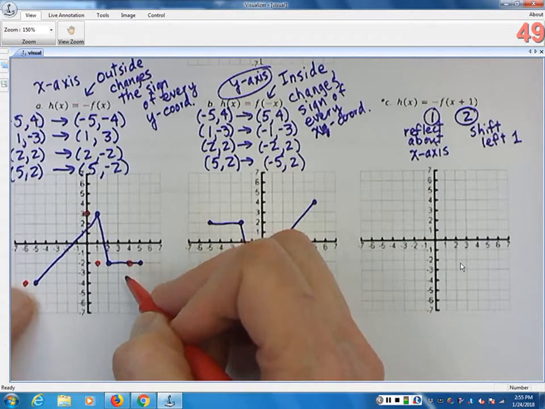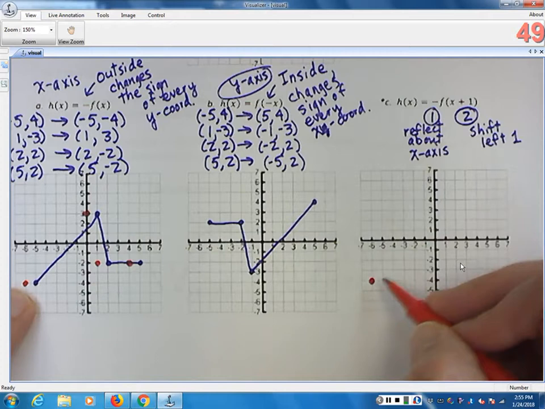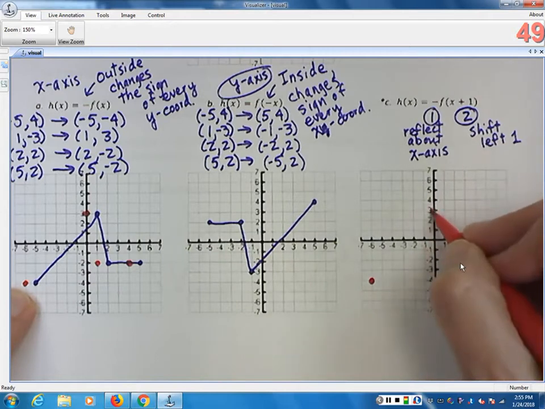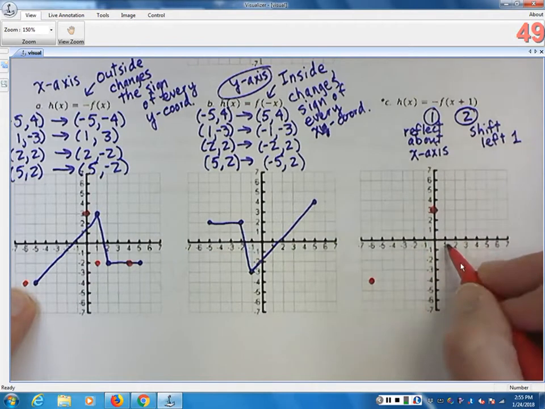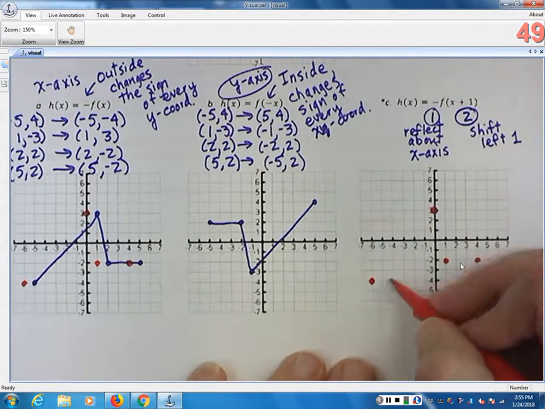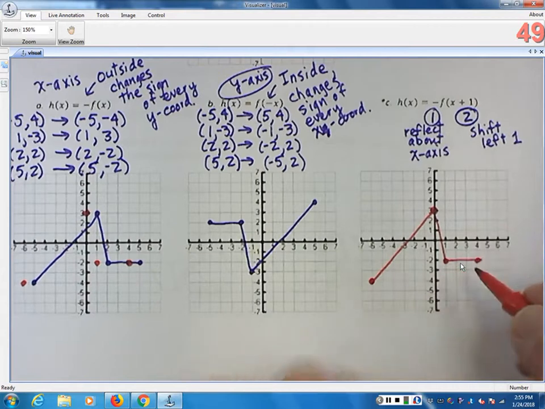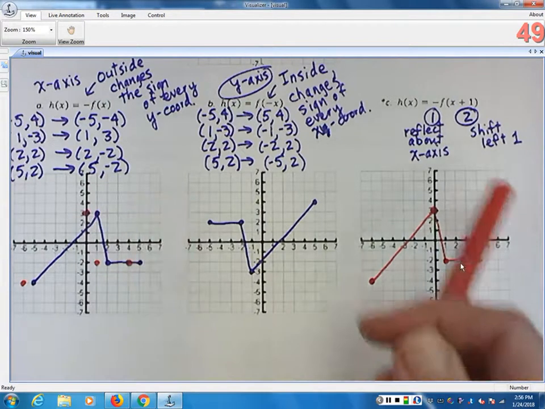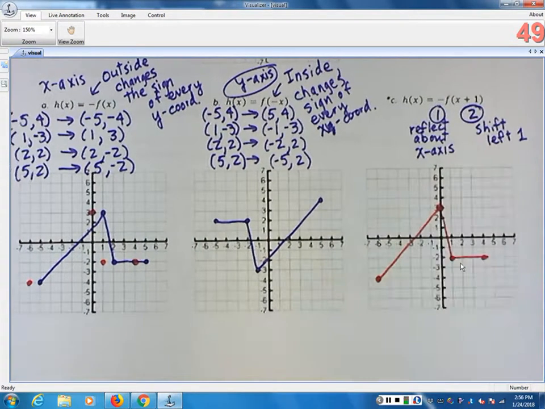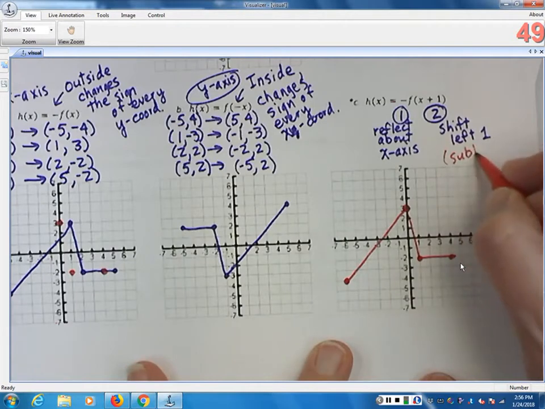So it's at (-6, -4), (0, 3), (1, -2), and (4, -2). But you could also subtract 1 from each x coordinate after you reflect it.